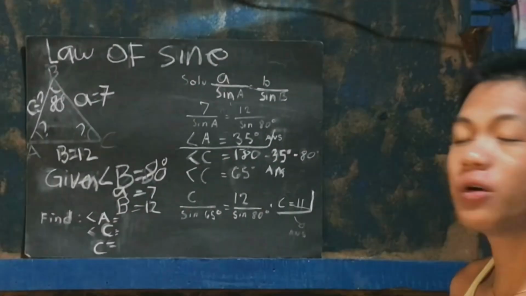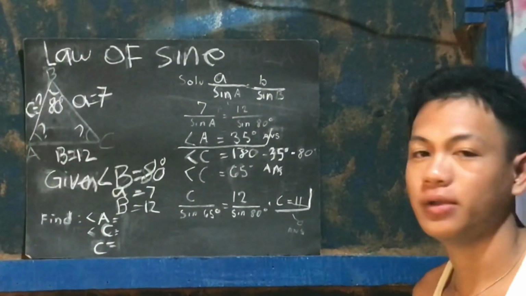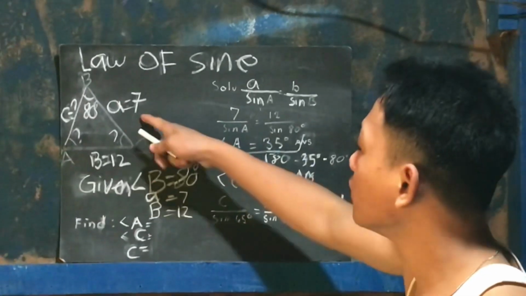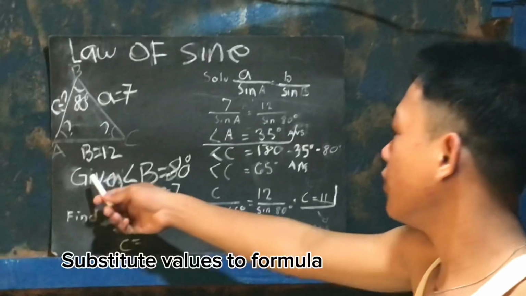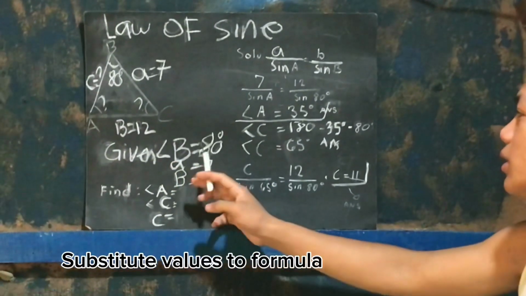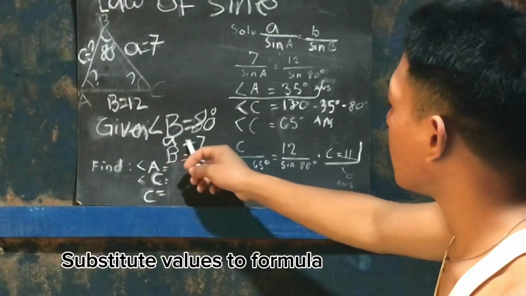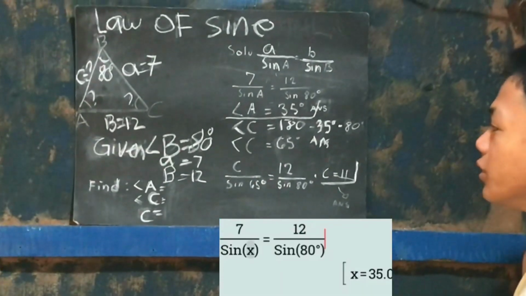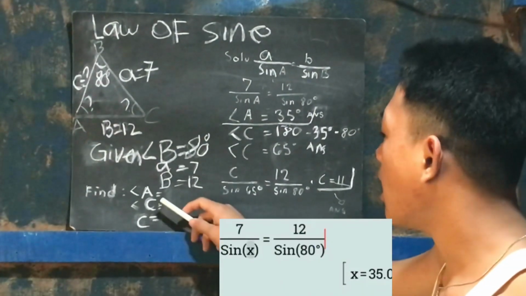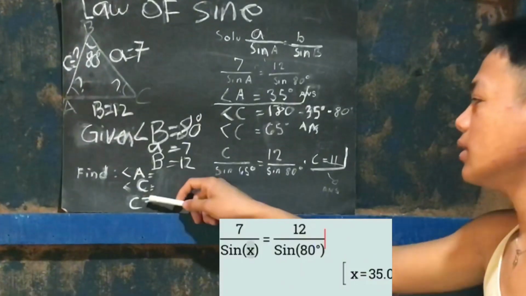In this video, I'm going to discuss the law of sine. First, the given: angle B equals 80 degrees, A equals 7, and B equals 12. We need to find angle A, angle C, and side C.